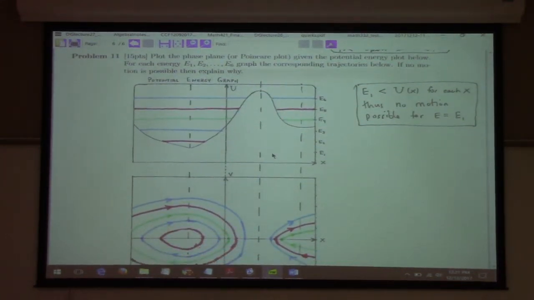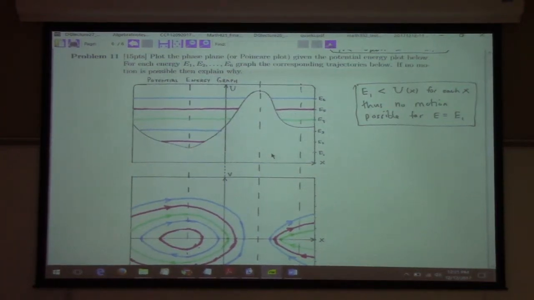Many people got this more or less right. You know, when I ask questions, you need to answer them. I said, if no motion is possible, then explain why. When I say explain why, I mean explain why. I don't necessarily mean that you have to write a paragraph or something, but this is all I was looking for, really. E1 is less than u of x for each x, right? So no motion's possible. A better answer would have been, no motion's possible because if there was motion, it would give negative kinetic energy, which is impossible, right? But I didn't even fuss if you didn't say that.